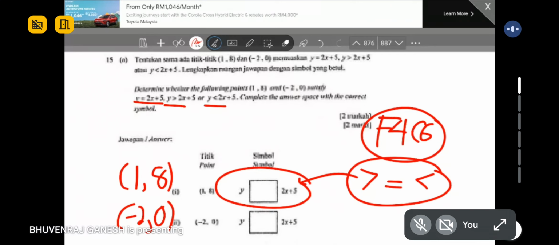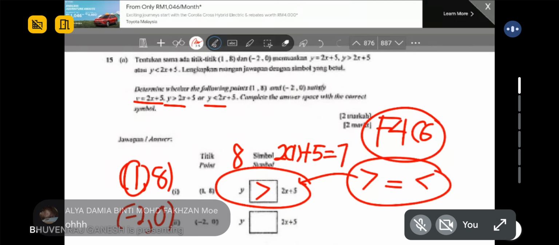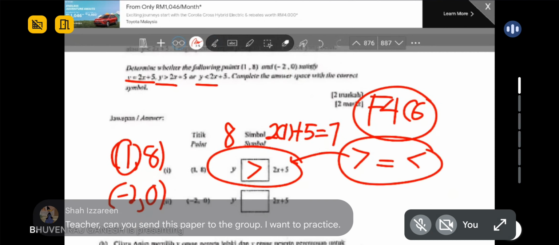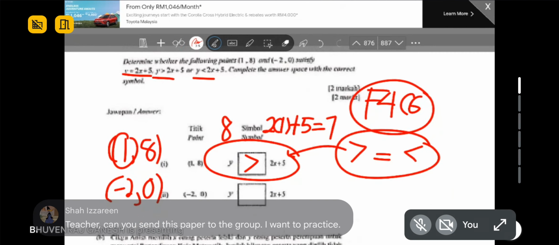Greater. Okay, yes, correct. The symbol over here should be greater, guys, because y is equal to 8, 2x plus 5 is 2 times 1 plus 5, because x sama dengan 1. So nilai ni 7. So 8 is greater than 7. Okay? And then the second one, guys, yang kedua.